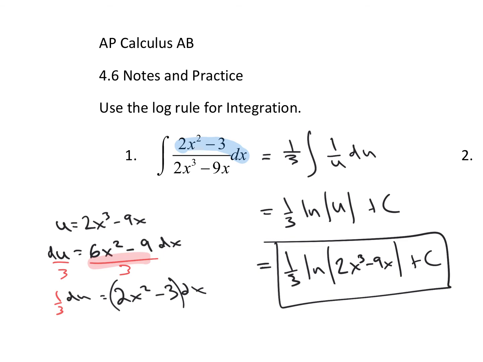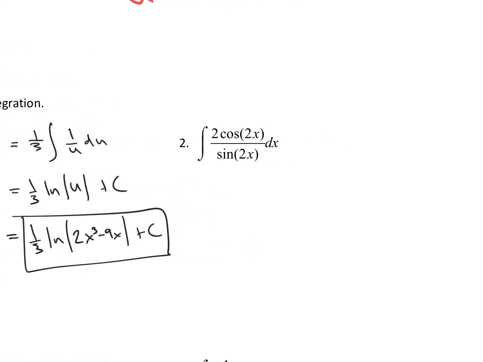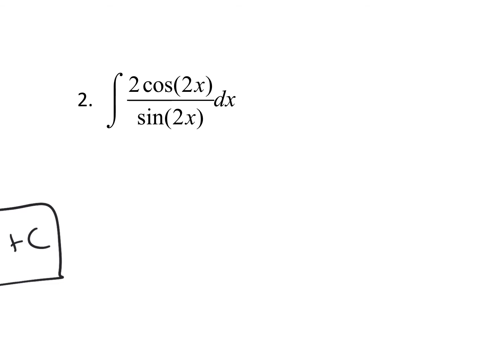So the idea here is just recognizing that this is set up where we've got a function and its derivative on the top. That's our log rule, so it's going to be a pretty nice u substitution for the log rule. Let's take a look at problem 2. As always, pause or rewind if you need to.